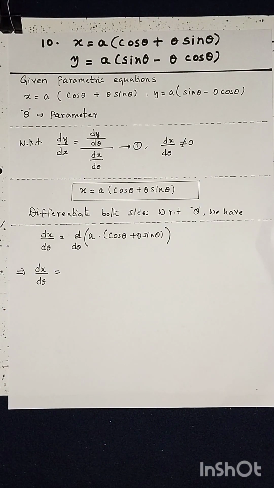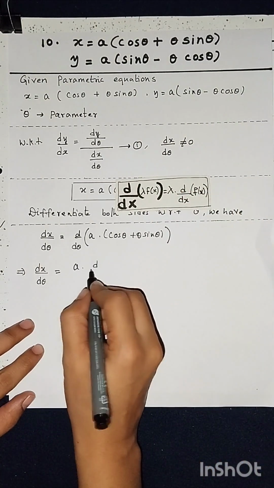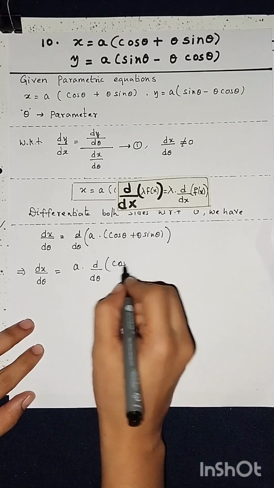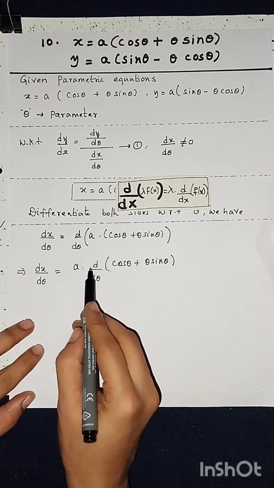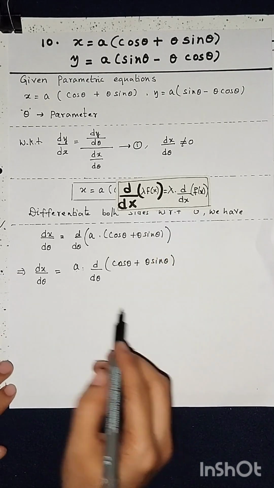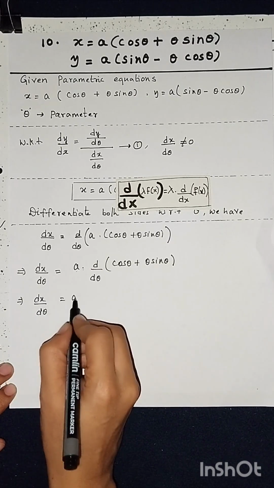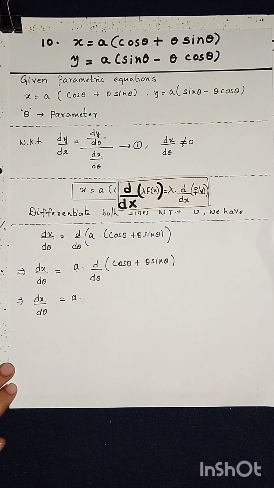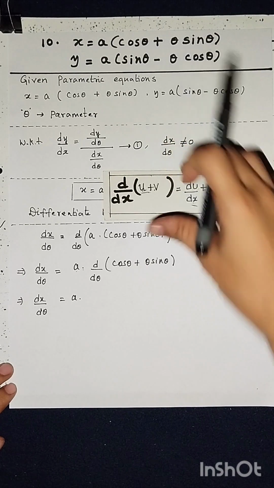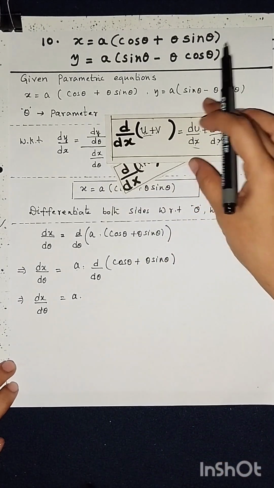So how do we differentiate when we have derivative of constant into function? We will write the constant outside and we will differentiate the function, right? Constant into derivative of the function. Now this implies dx by d theta is equal to a into, now how do we differentiate function plus function? We will apply the u plus v rule, derivative of u plus v rule.